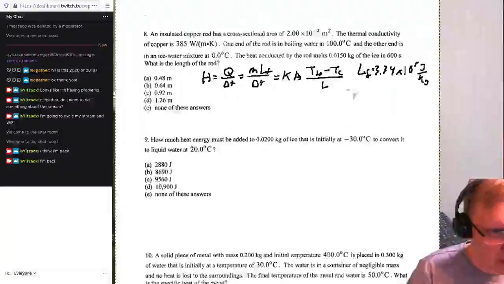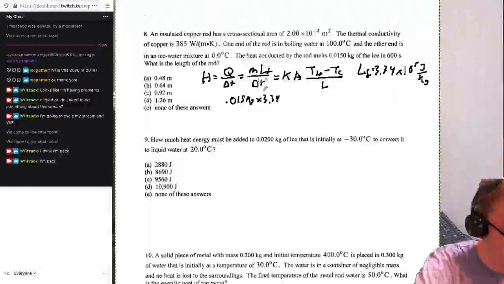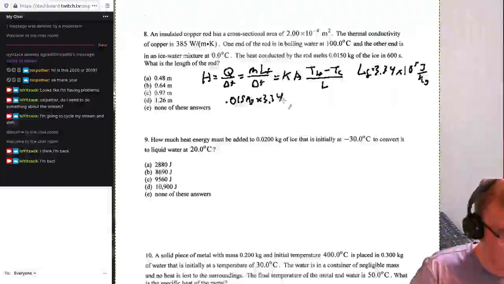Okay, now we have all the information we need. We can now find L. We are told that it is 0.015 kilograms times 3.34 times 10 to the 5 joules per kilogram divided by the time, which is 600 seconds, so about 5 minutes.